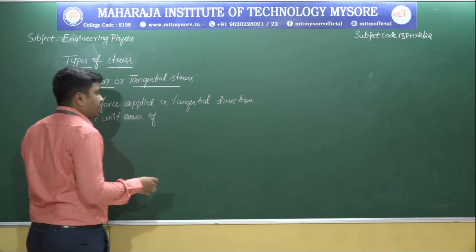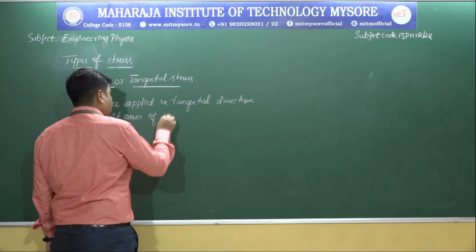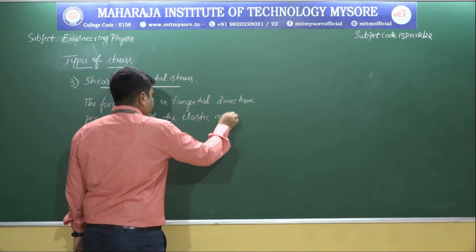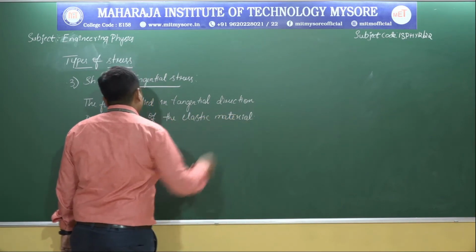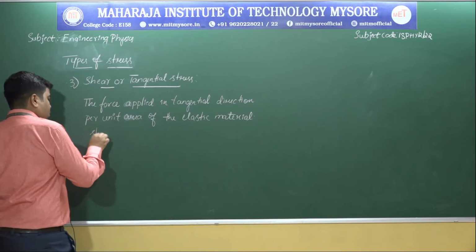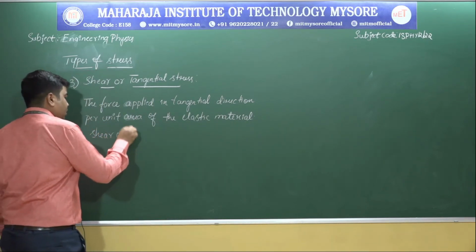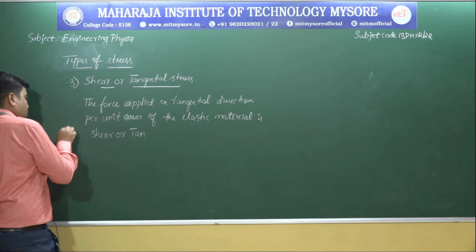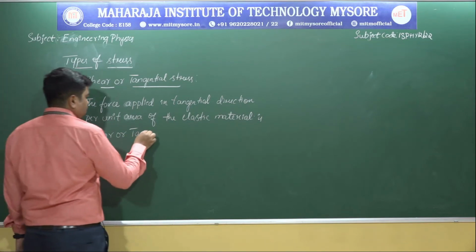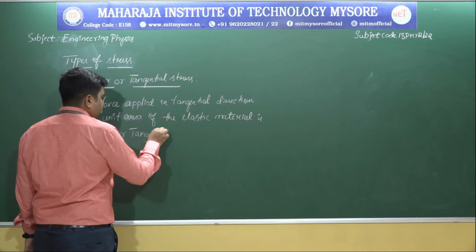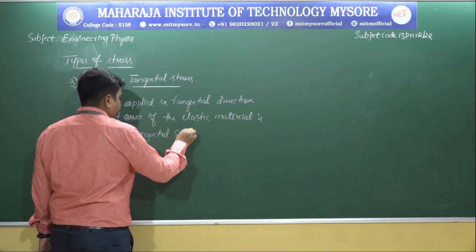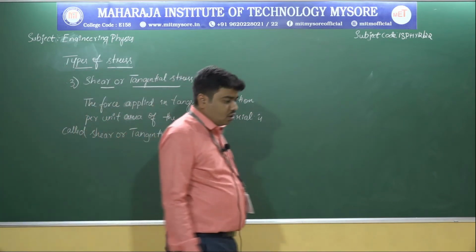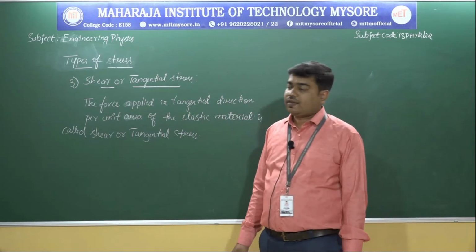Unit area, the force applied in tangential direction per unit area of the elastic material, we call it as shear or tangential stress. So these are the 3 different types of stress which is based on the direction of the applied force.